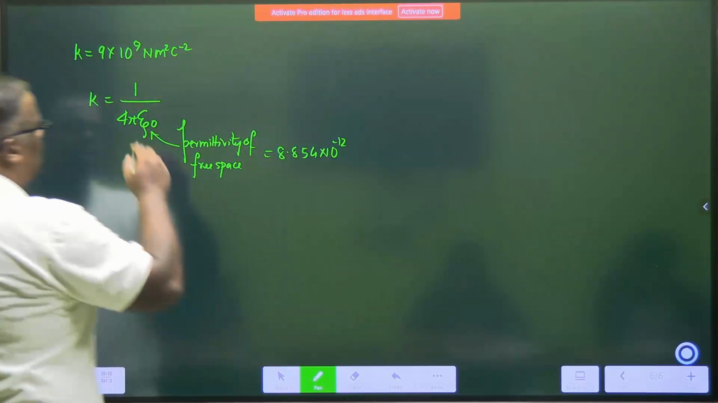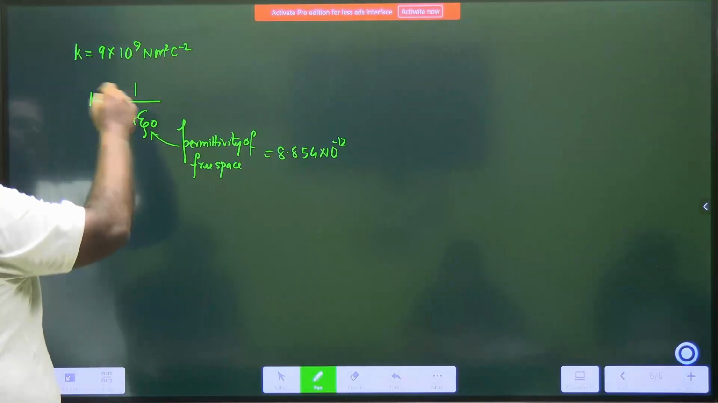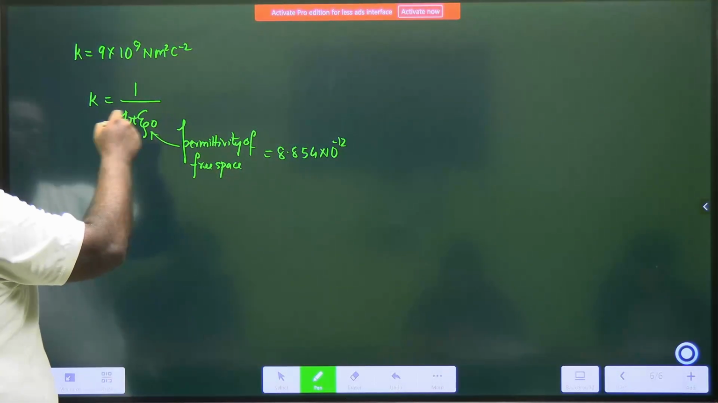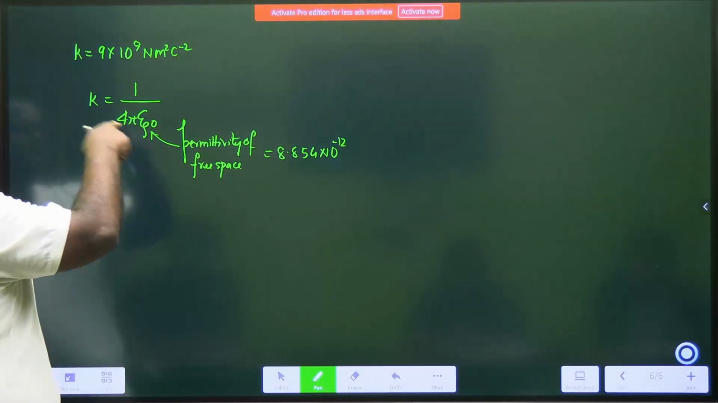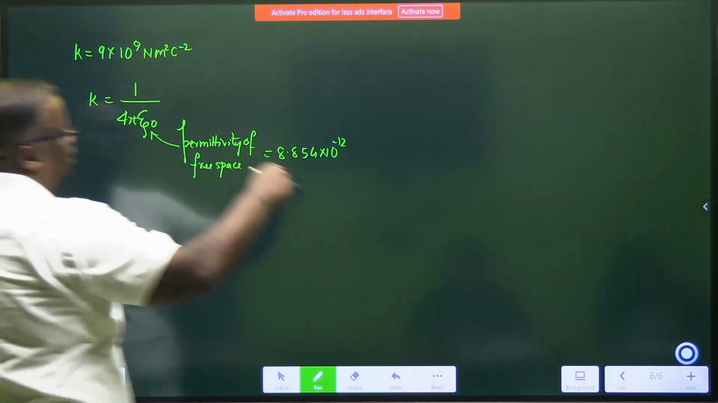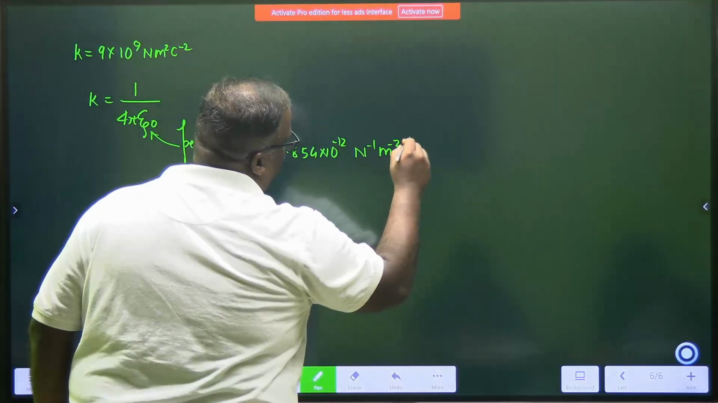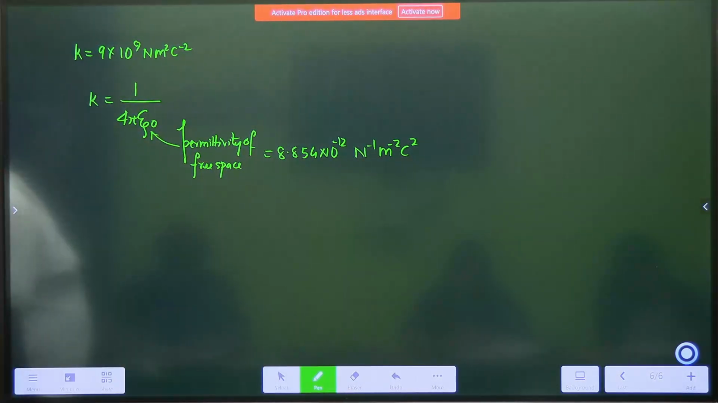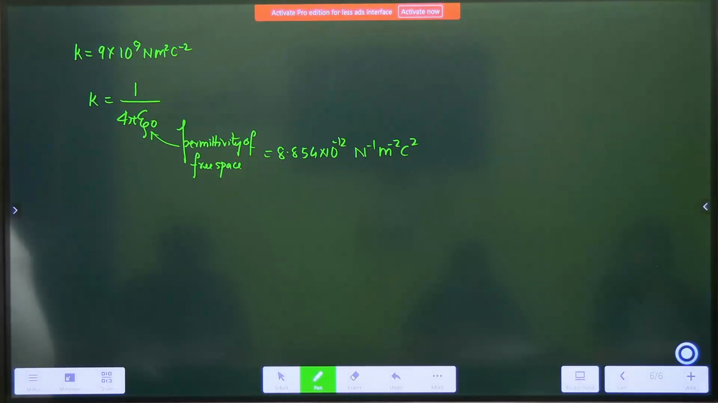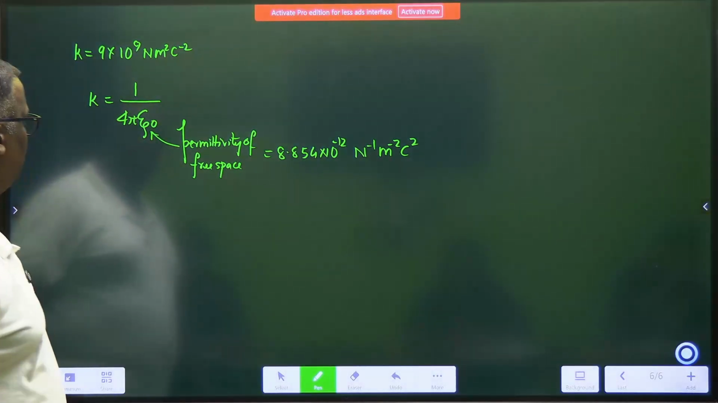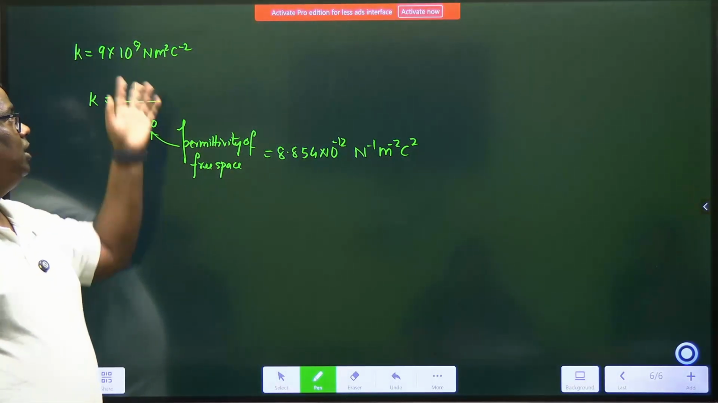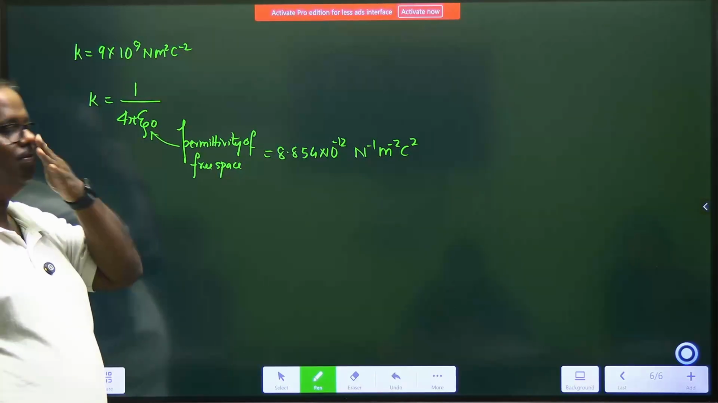Now look at epsilon naught. If you take epsilon naught this side, then K comes down, right? Rest is all constant. So just swap everything of K. So it will become Newton minus 1, meter minus 2. Did you understand this? In fact, if you do this calculation, it will give you 9 into 10 to the power 9.